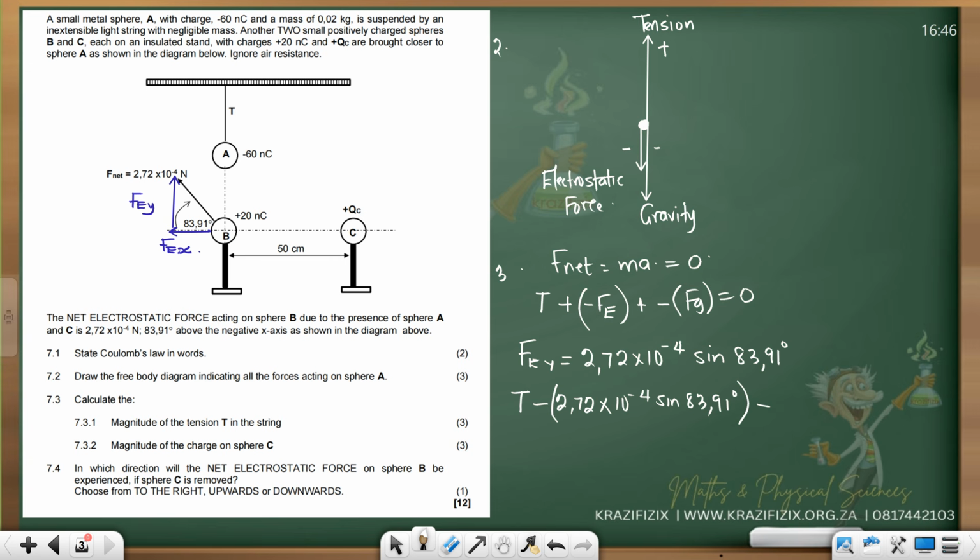Minus mg. What's the mass again? 0,02. And what is g? 9,8. That should be equal to what? 0. Please get me the value of tension. 0, comma? Okay, can we confirm? We just put it in the calculator.